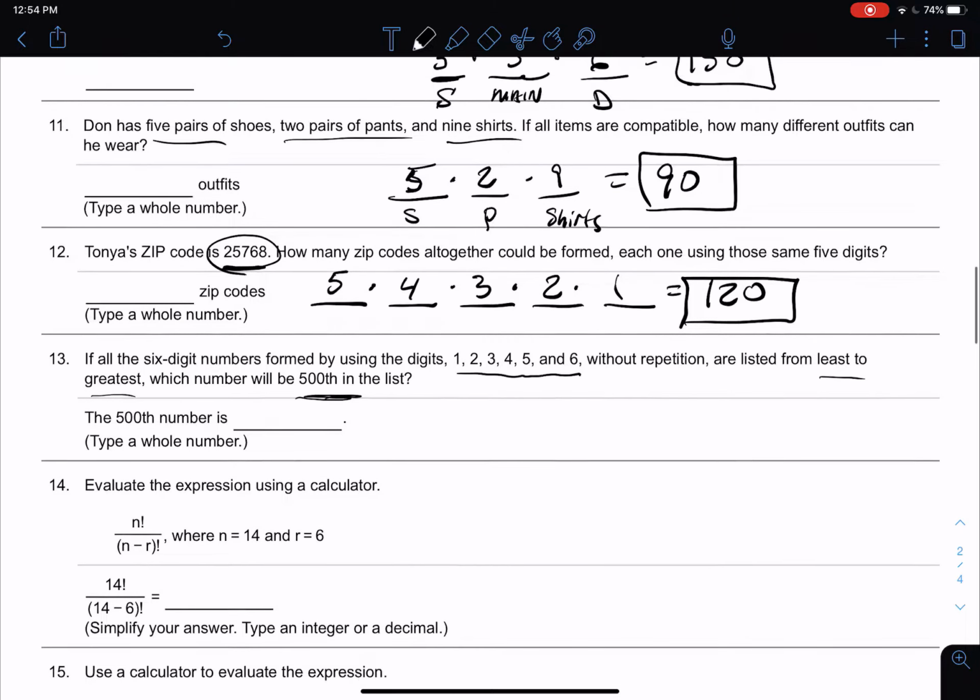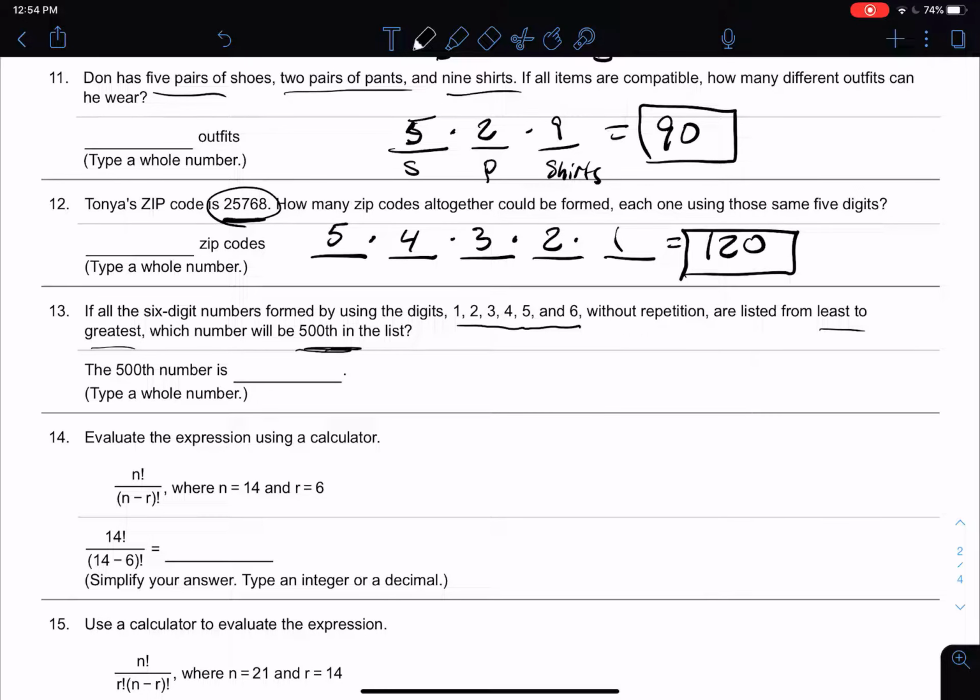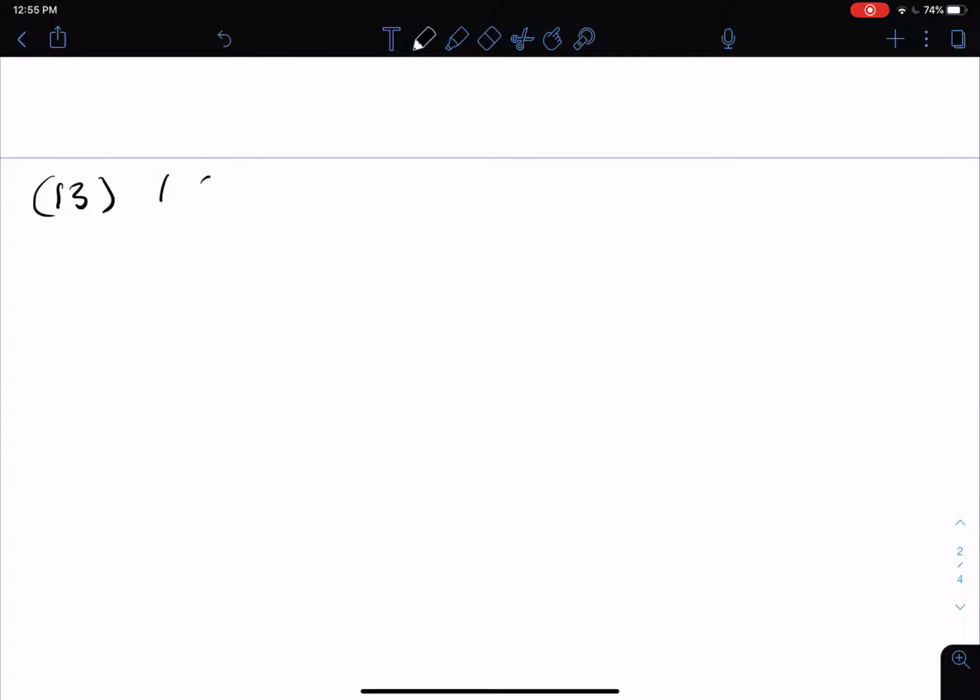So one way to see this problem, this is number 13. I'm going to need some space for this. Just a little bit of background. If you're looking for total possible ways of arranging these numbers, let me go back to that again and double check. If all 6-digit numbers formed by using these digits without repetition, yeah, no repetition. Okay, so the numbers are 1, 2, 3, 4, 5, and 6. No repetition. And order is important for numbers, right? So it'd be a permutation if you did it that way.